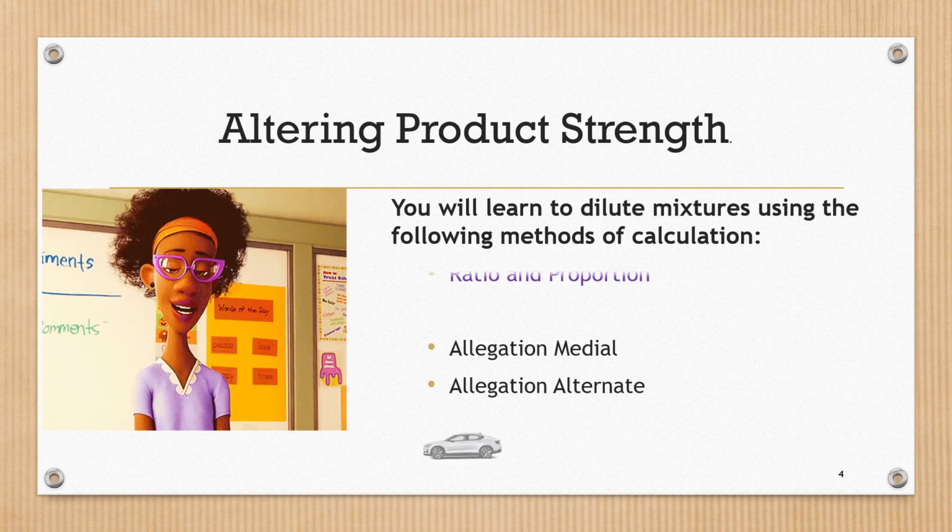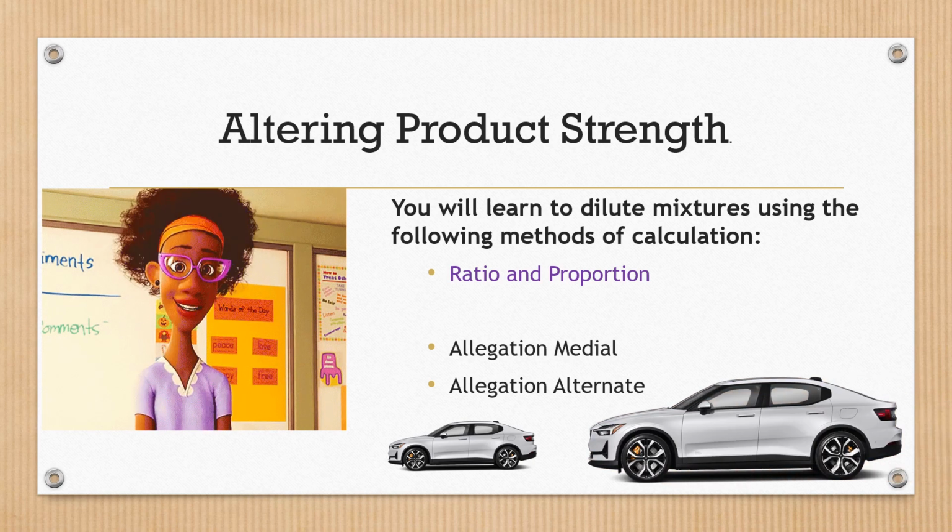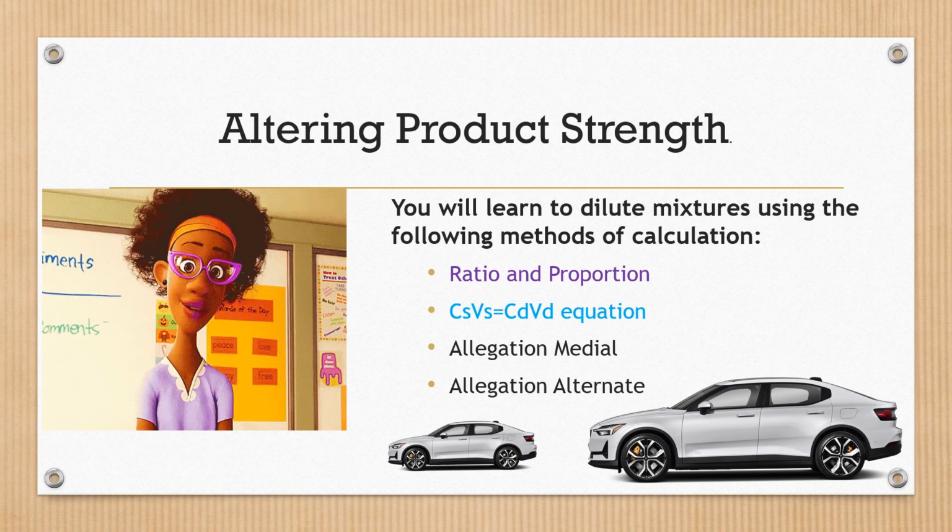Now, we looked at ratio and proportion and how we can use that to either fortify or dilute our products. And now we're going to be focusing on the CsVs CdVd equation. Other methods include alligation medial and alligation alternate, and that we will look at in part 3 of the series.